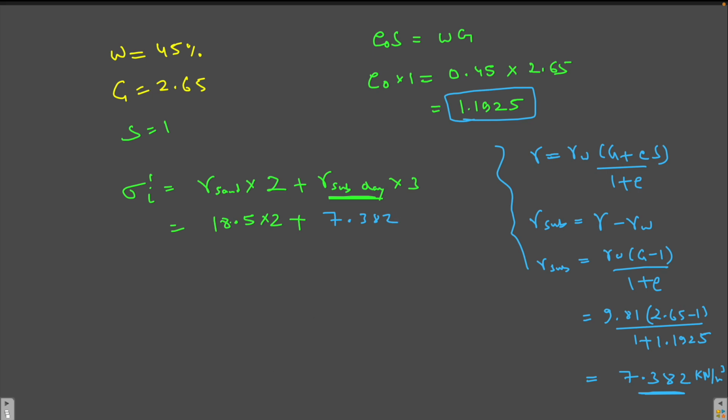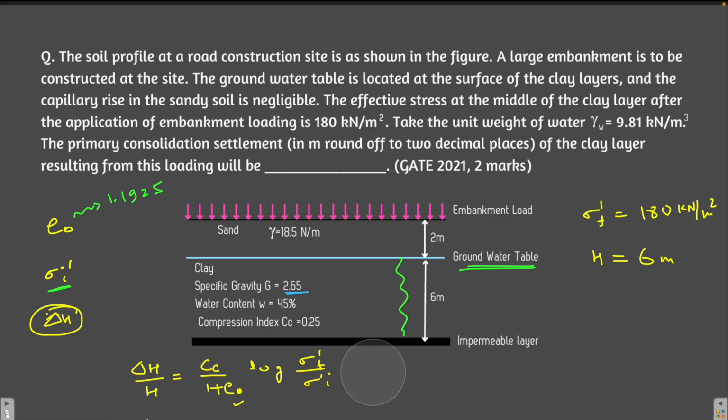7.382. Now into 3. This value we have found out, so I am writing it in blue color. So now if you multiply everything, you are going to get the sigma dashed initial of the soil. It is 59.146. Now once you have got the sigma dashed initial of the soil, it is 59.146, right? What you are going to do? You are going to put everything in this equation in order to find the answer.